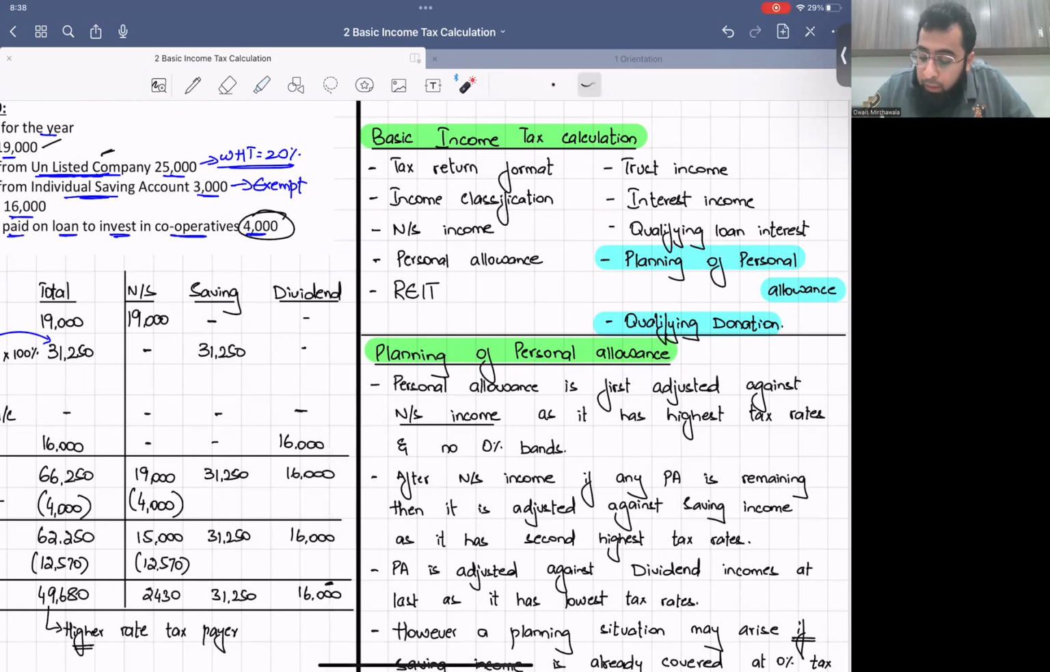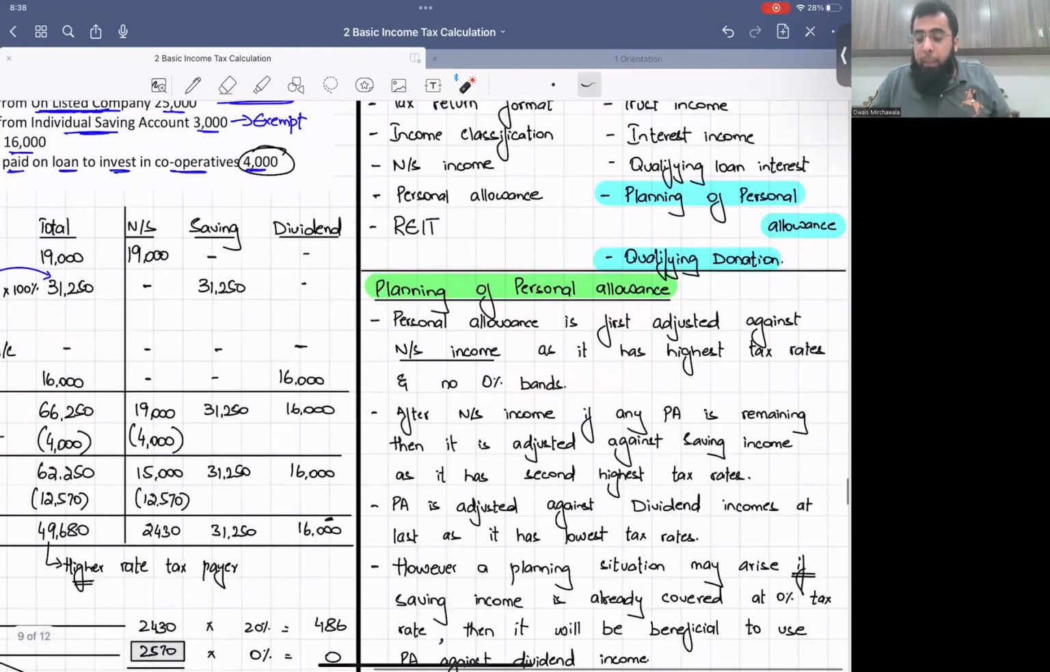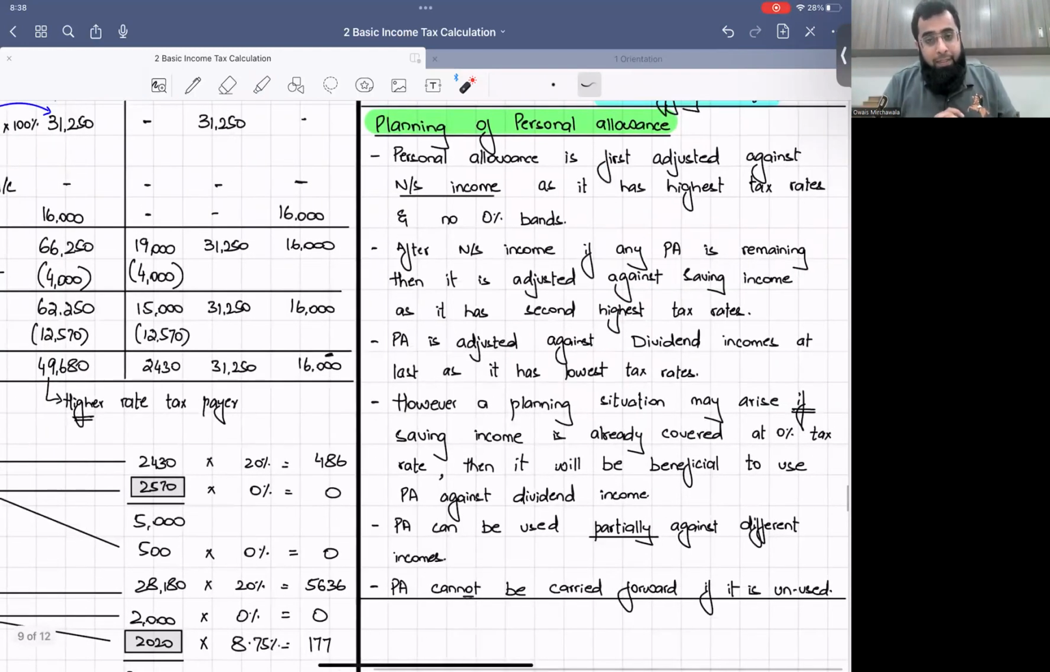So now we'll discuss planning of personal allowance today, and in the next class, we'll complete this chapter with the qualifying donations discussion. By now, you all know my approach. We discuss the concept, we do the practice questions so that the rules get clear in your mind. I hope that you people are understanding it. Now let's talk about planning of personal allowance. Interesting concept, not difficult. Just listen to me carefully.